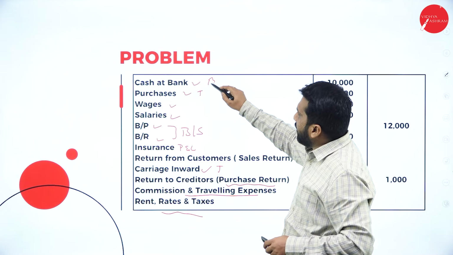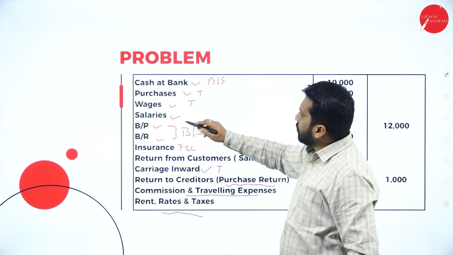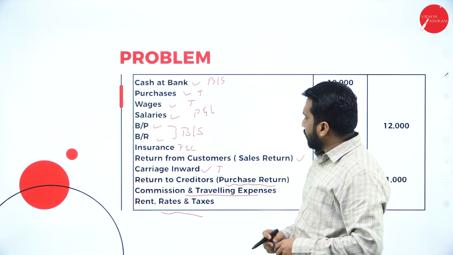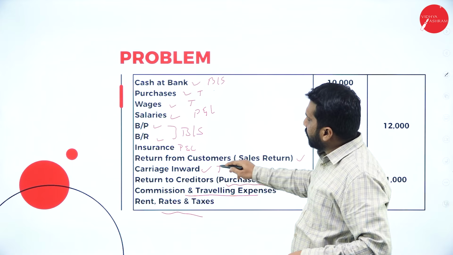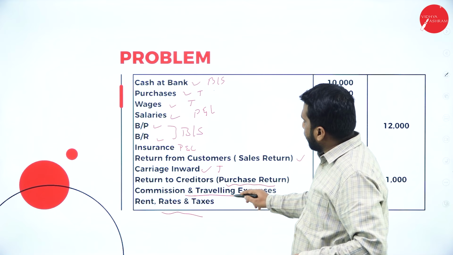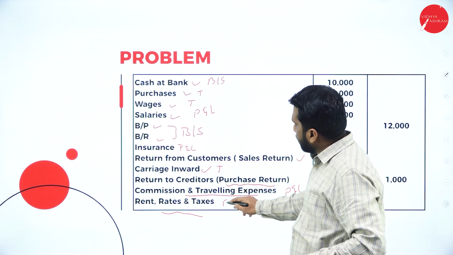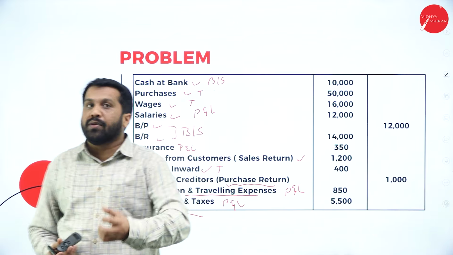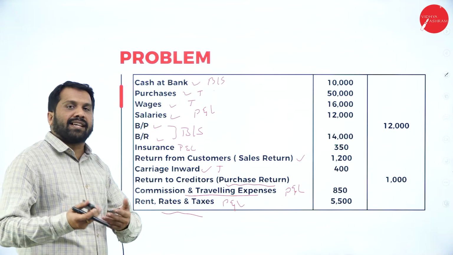Now, so these are the things you know. Cash at bank, it is a balance sheet. Purchases, trading account. Wages, trading account. Salary, P&L. Rest I have written everything. Hope you are clear. Return from customer, sales minus. Carriage inward, trading. Returns on creditors, purchase minus. Commission, it is P&L. Then rent and rates, P&L. Almost I have given all the headings, where each comes under. Same kind of problem you will get in your examination also.